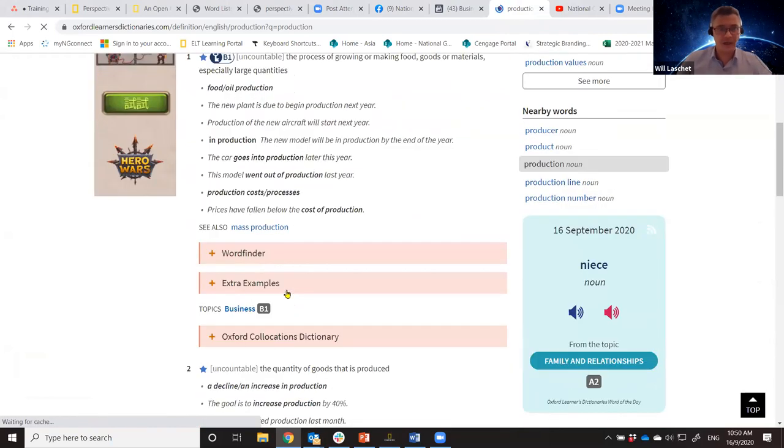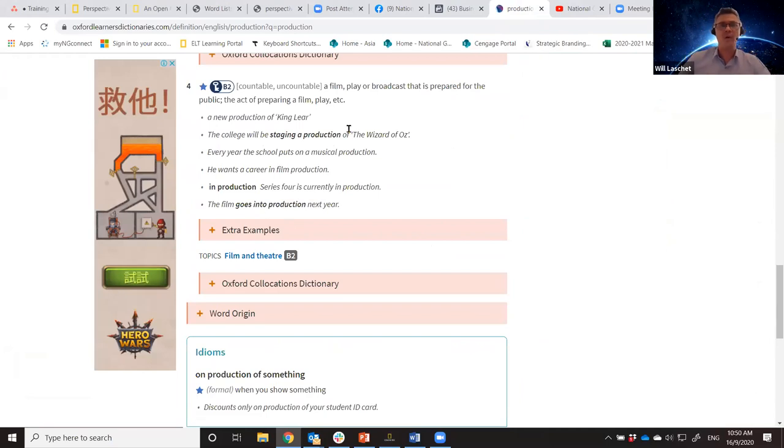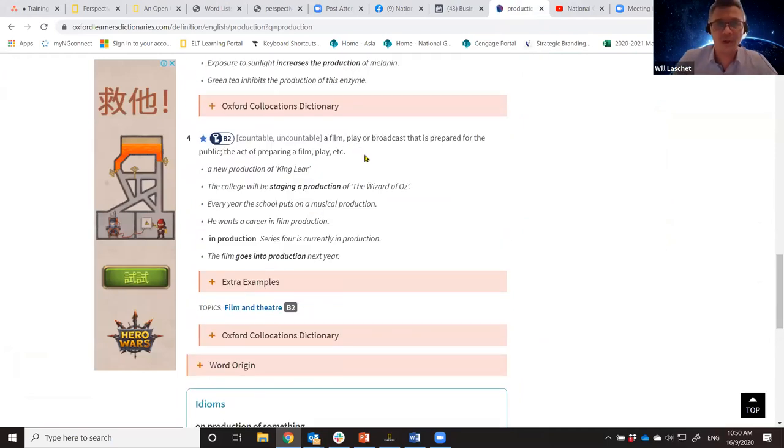So if we look at production and go down the list here to number four, we can say a production is a type of film or play or broadcast that is prepared for the public, the act of preparing a film, etc. I was mentioning the collocation, so we talk about staging a production, we can talk about going into production, but there's no example of making a production. So I think showing our students the dictionary to look at these examples is going to help them to understand on a deeper level.